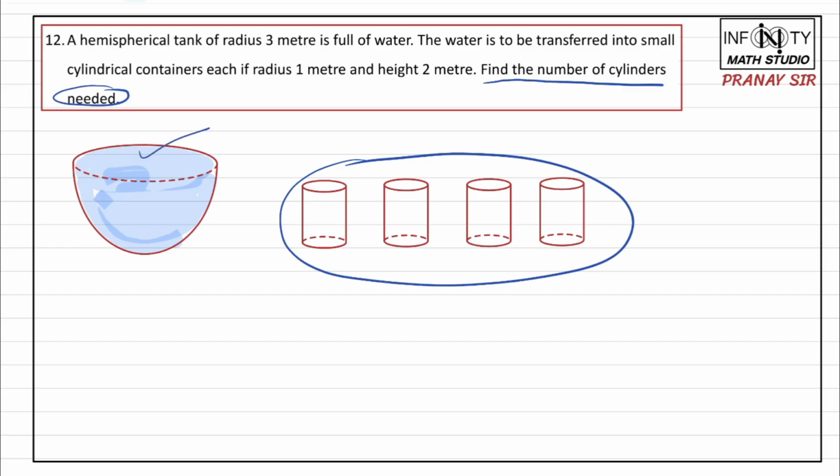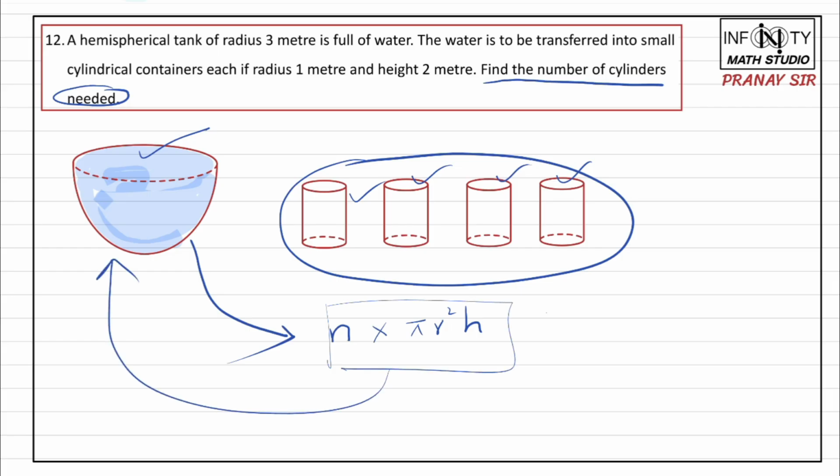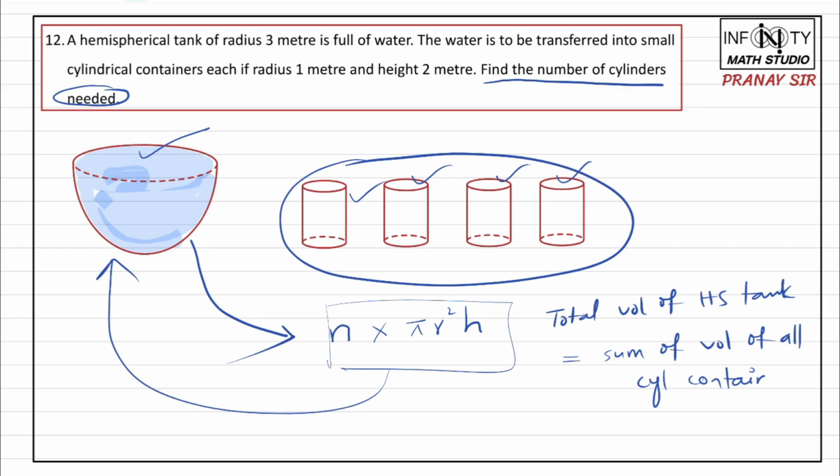So for our instance, this hemisphere water tank is used to fill all these type of cylinders. So let us assume that there are n cylinders, where n is any natural number. Each cylinder volume is pi r square h, right? So this gives the total volume of the hemisphere. Here we write: total volume of hemispherical tank is nothing but the sum of volumes of all cylindrical containers. This is actually the condition.